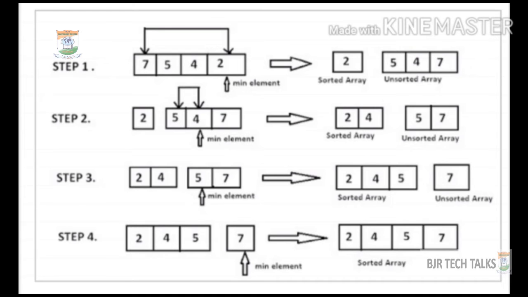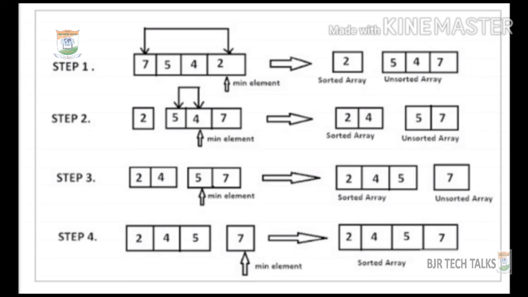Step 1. The list is scanned for the smallest element. 2 is the smallest element and it is swapped with the first element, that is 7. In the unsorted list, after swapping, 2 becomes the sorted list.